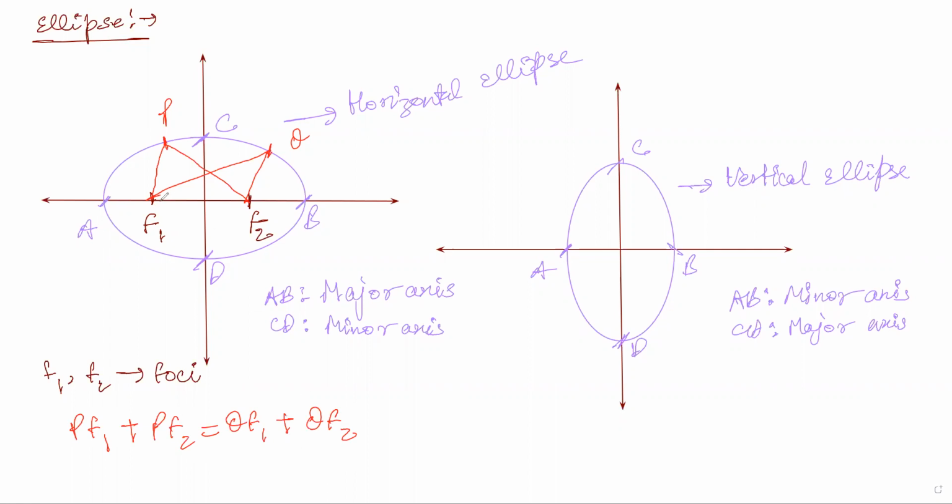Similarly, AF1 plus AF2. Similarly, DF1 plus DF2. So you take any point on this ellipse, this sum of the distance would always be same for every point. That is how an ellipse is defined. So these were some basic terms. And let's now write the formal definition of ellipse.